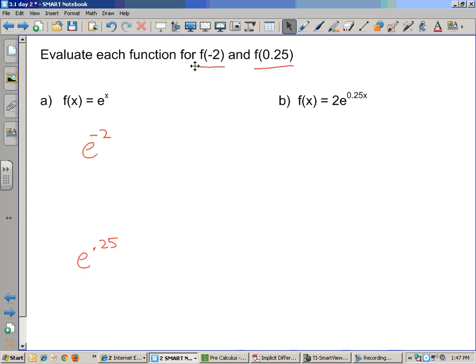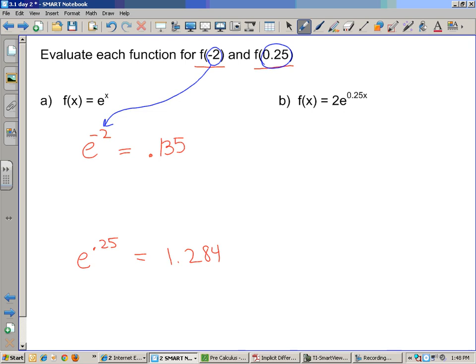Remember, pushing the buttons on your calculator, getting familiar with your calculator, very important. So remember, you're using the negative button, not the subtraction button. That's going to be an issue for some of us. When I do this, I get 0.135, and that's as far as I need to go. And when I do the second one, on my calculator, it's the second function under the one that says ln, that's natural log. And when I do this one, I get 1.284.